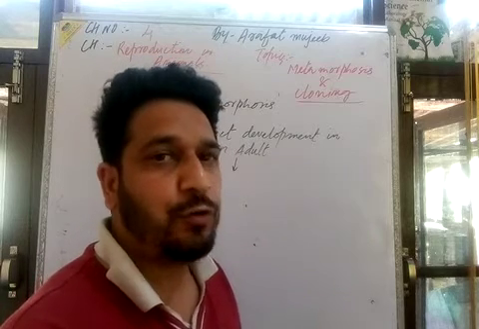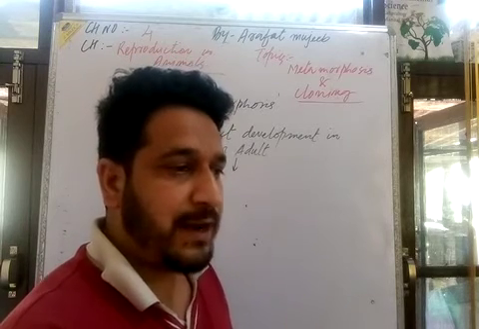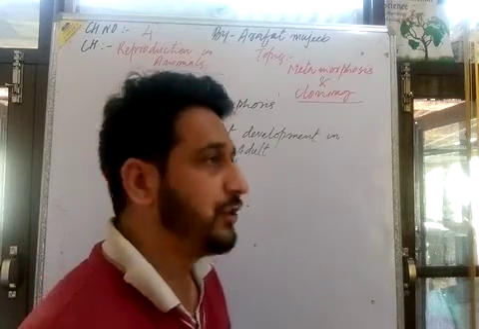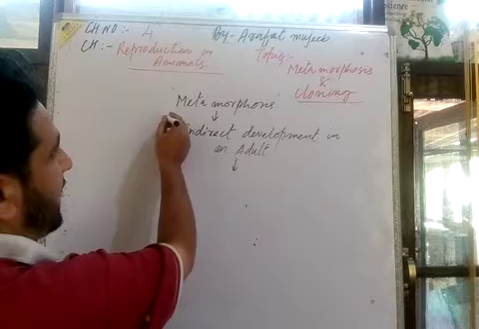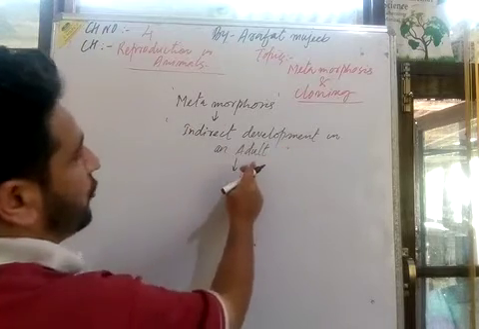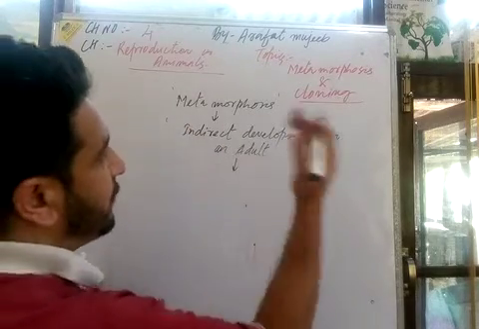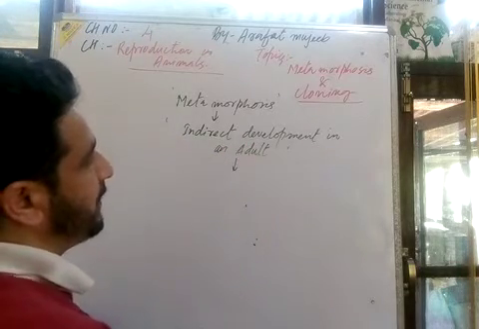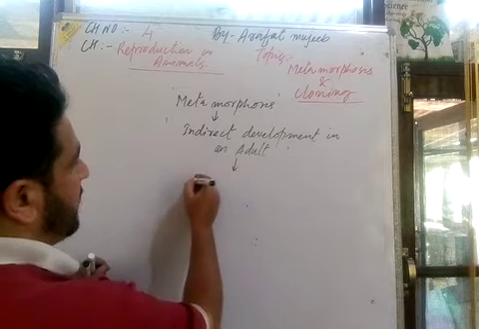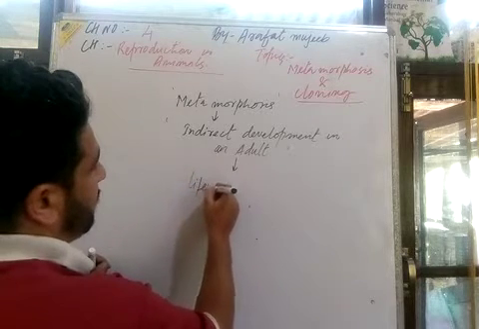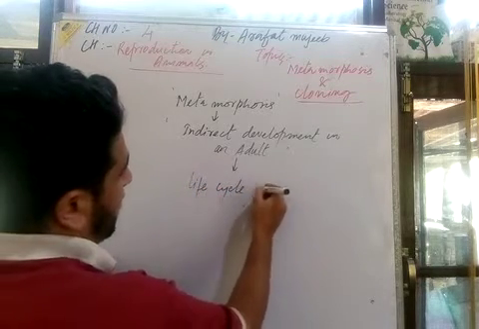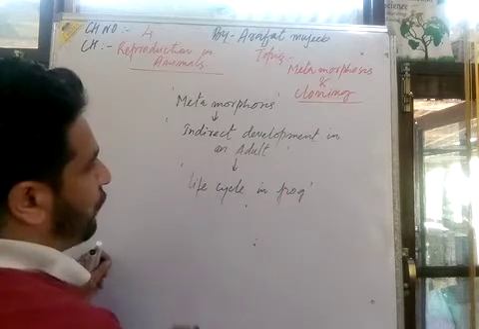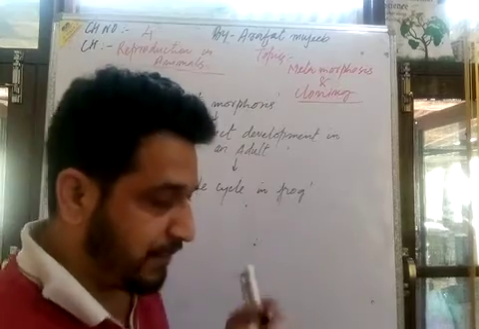then it does not look like the parents. It has some dissimilarity in its morphology. That is known as indirect development to reach the adult stage, and then it looks like the parents. This is known as indirect development in an adult. And we studied this when we studied the life cycle in frog, and they have different stages.